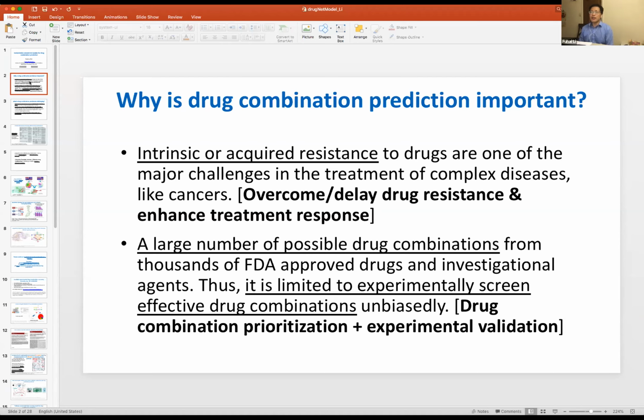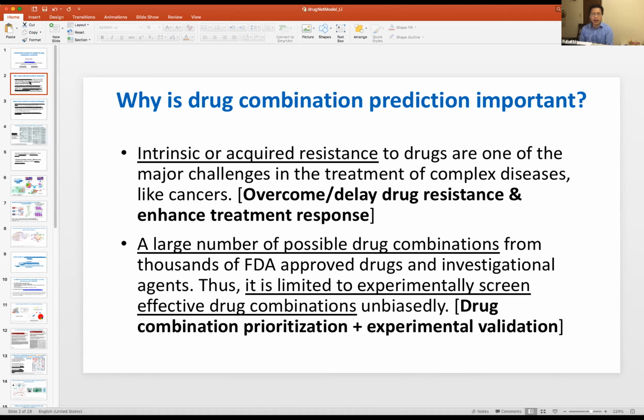The other question is why prediction is important. There is a large number of possible drug combinations. There are about 3,000 FDA approved drugs, and also many more what we call investigational agents. That means these compounds have been well studied. For example, they have been tested in toxicity studies and they are safe, but they are not FDA approved because they may fail in clinical trials or other considerations.